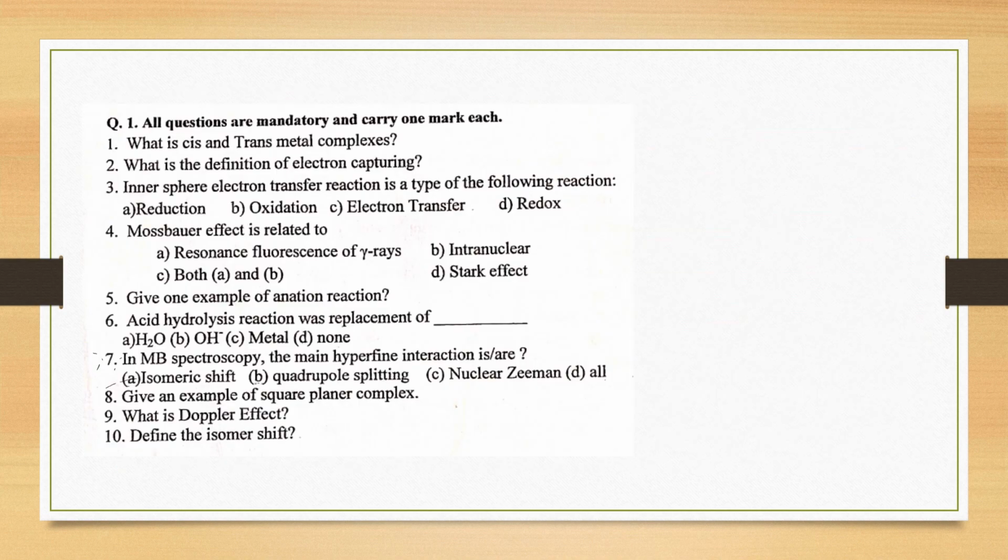So let's start. First question is, what is cis and trans complex? Cis complexes are the complexes where the same ligands are on the same side. For example, NH3, Pt, NH3, Cl, Cl. This is cisplatin. This is the cis complex, and trans complex is where the same ligands are on different sides.